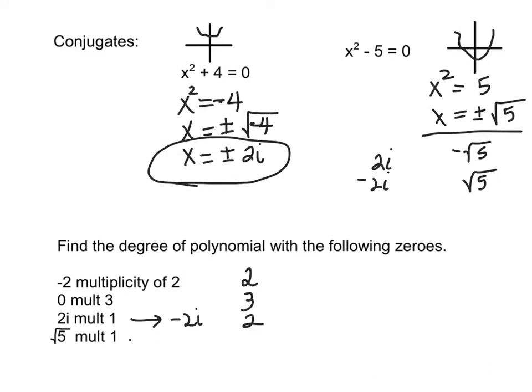This is square root of 5. Remember, it comes in a pair. So negative square root of 5 would also be a factor. That's 2. So when you add this up, you would have 6 plus 3. So this is a 9th degree polynomial.